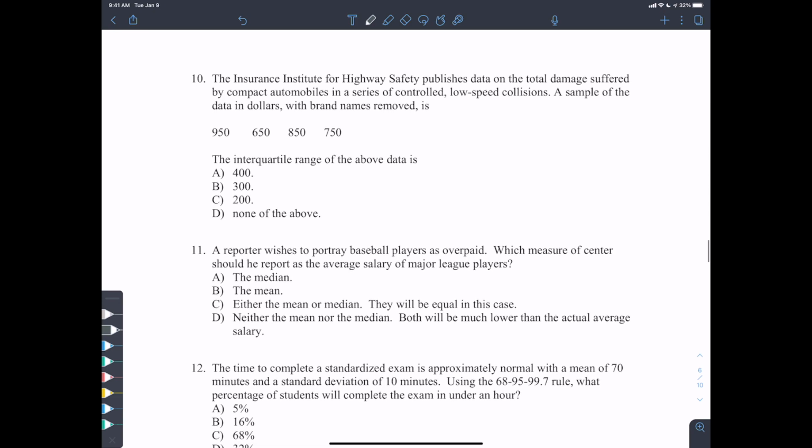10. The Highway Institute publishes data. What is the interquartile range? So you can do this by hand, and for the point of this video I was going to do it by hand, but actually, no, I'm not doing it by hand.